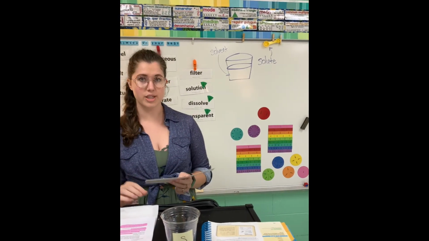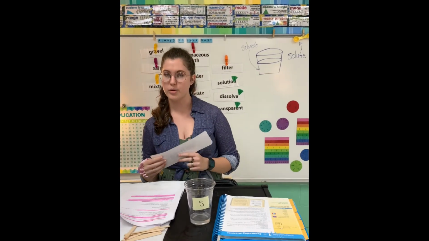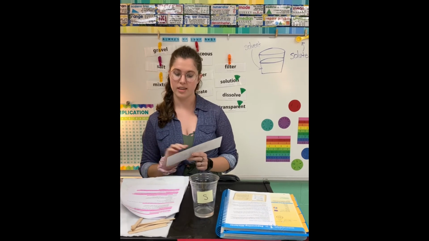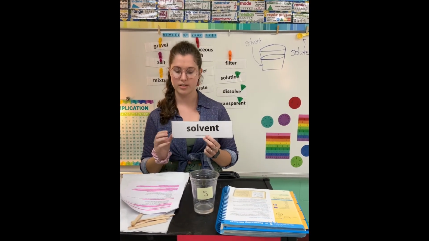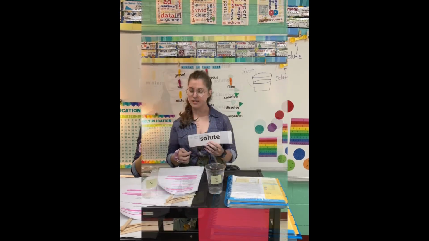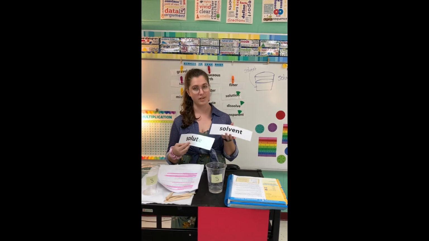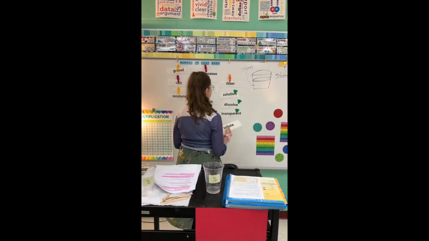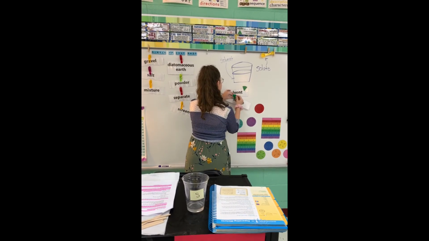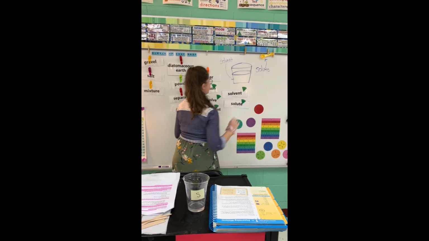A salt solution is made up of 2 parts, the water and the salt. The 2 parts of the solution have names. The solvent is the liquid, and the solute is the solid material that dissolves. A solution is always a solvent with a solute dissolved into it. Now I'm going to put our last 2 words on the wall. Okay, I got these: mixtures and solutions.